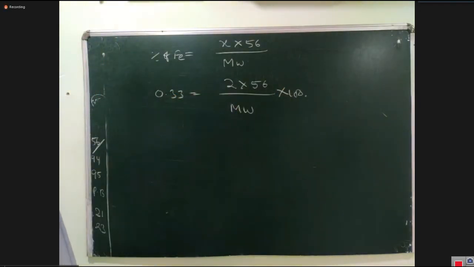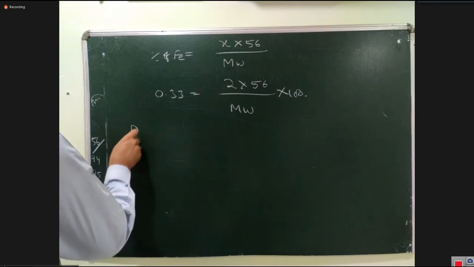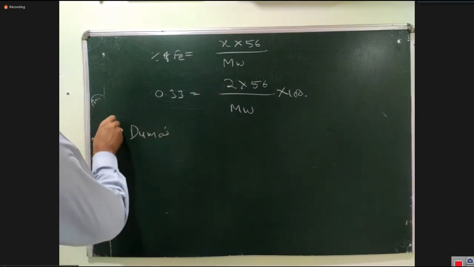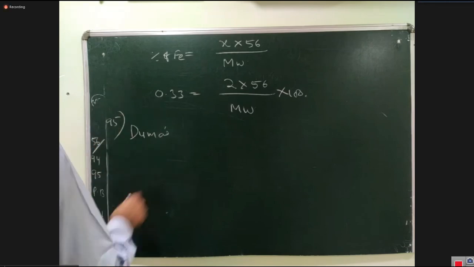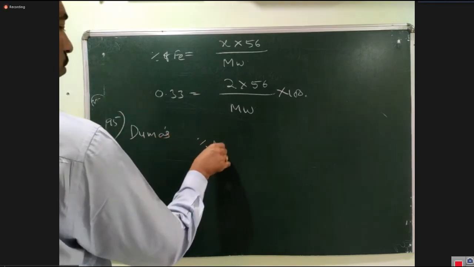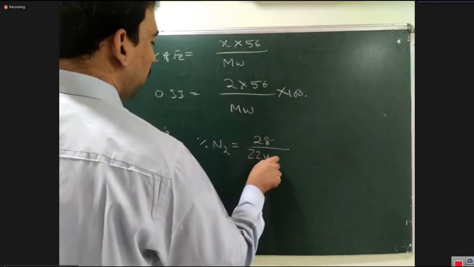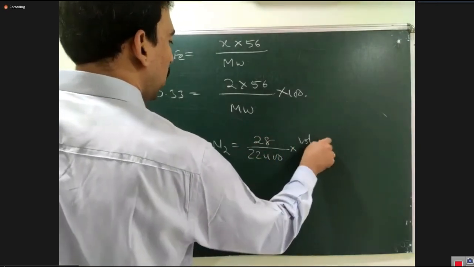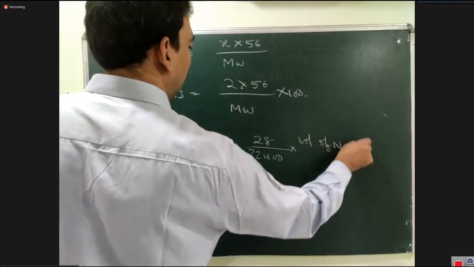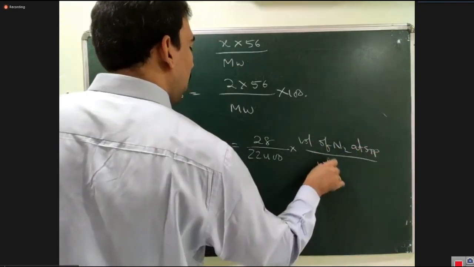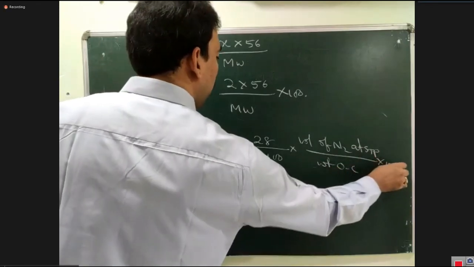This is question number 94. And question number 95. 1.132 grams of an organic compound gave 50 ml of N2 at STP. The percentage of nitrogen is close to? So it is nothing but the Dumas method. Question number 95, Dumas method. Percentage of nitrogen is equal to 28 by 22,400 into the volume of N2 at STP, by the weight of the organic compound, into 100. Put it in the formula.